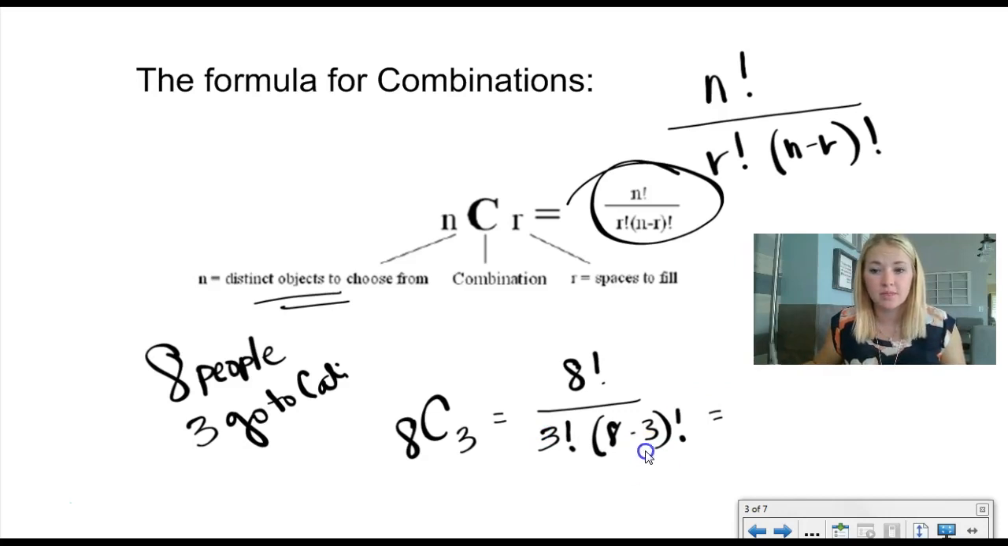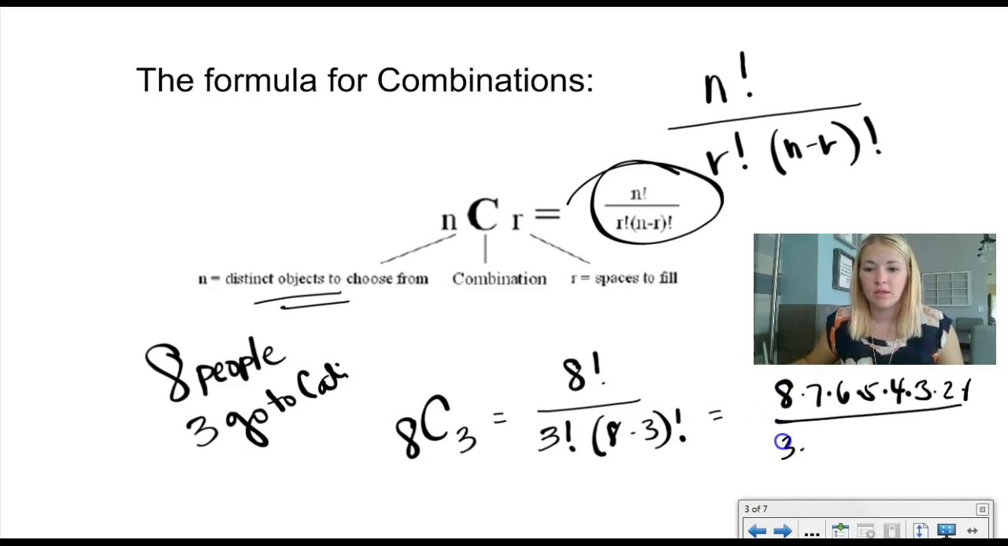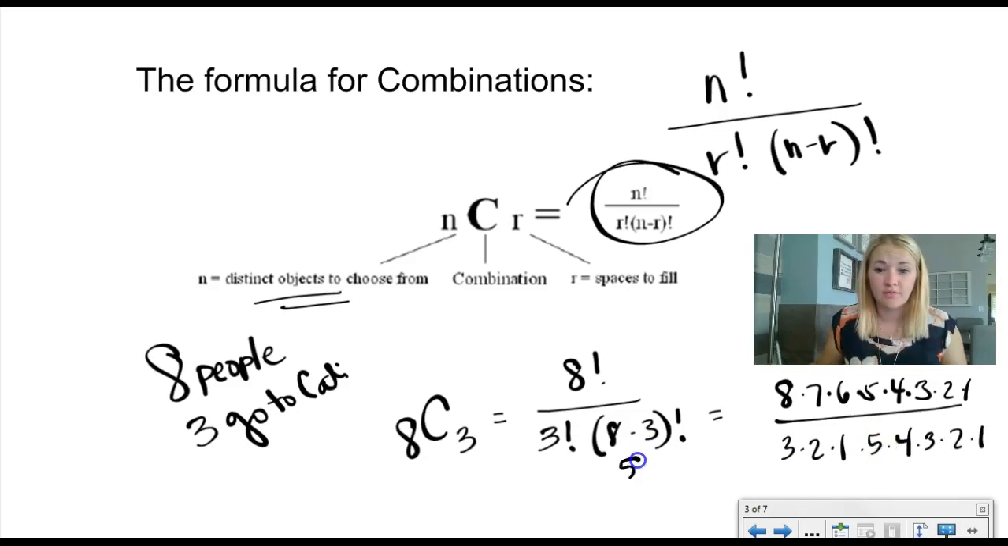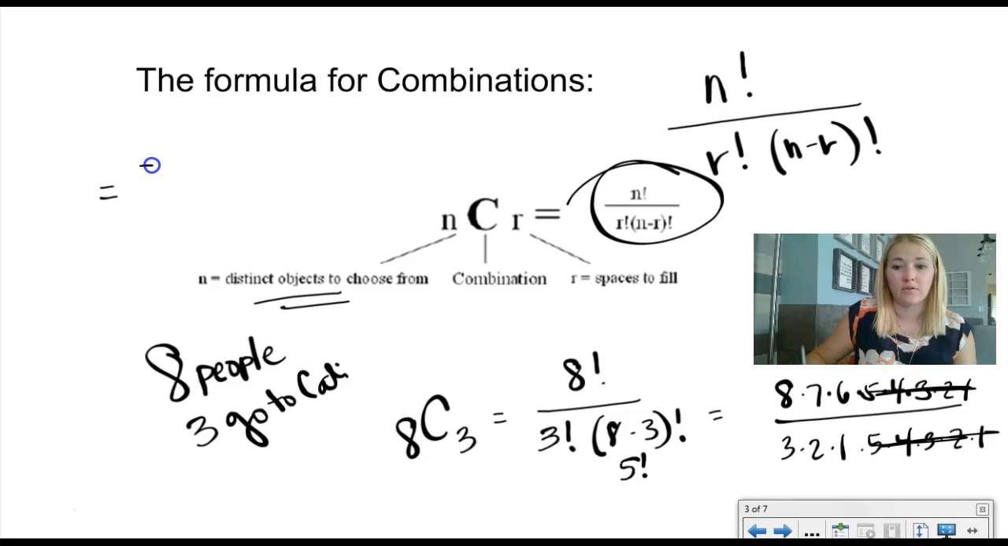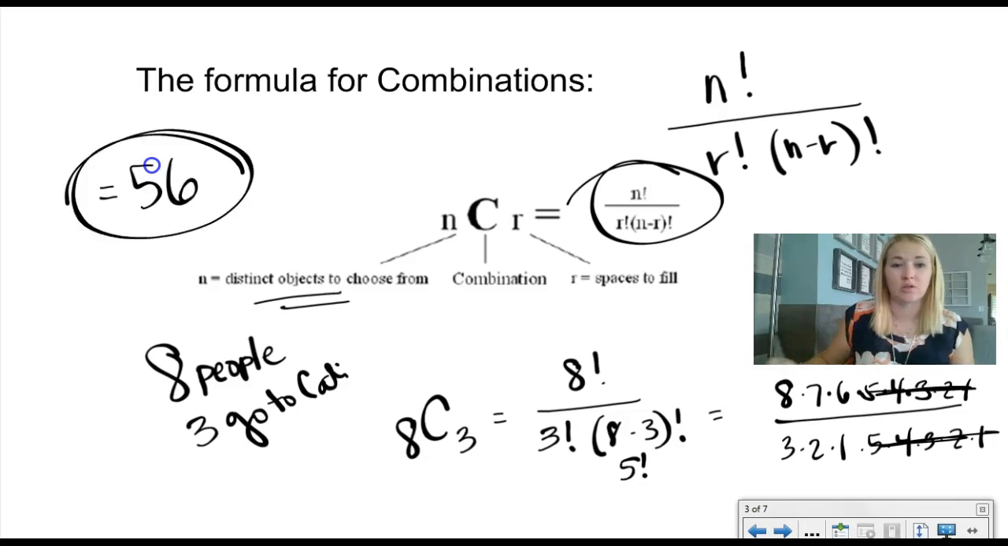Do what's inside your parentheses first. So on top, 8, 7, 6, 5, 4, 3, 2, 1, all over 3, 2, 1 times 5, 4, 3, 2, 1. I got the 5 factorial because 8 minus 3 is 5 factorial. Notice that these cancel on top and bottom. On top, I have 8 times 7 times 6 over 3 times 2. So 3 times 2 on bottom gives me 6. I multiply this out on top, and when I'm done, I get a total of 56. So there's 56 ways that I can choose 3 people to go with me to Cali.